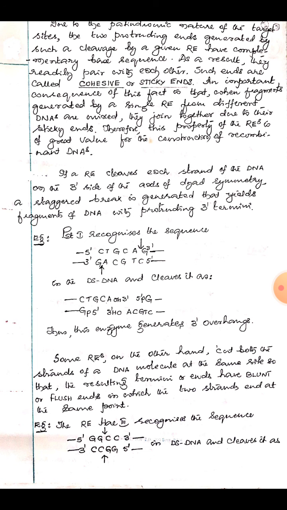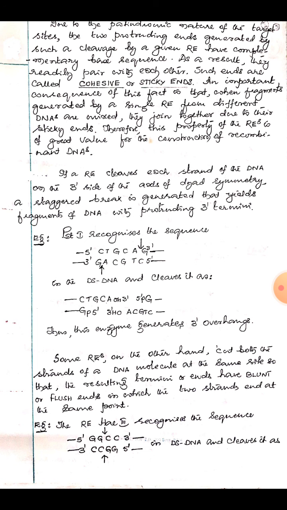You can make out complementary base pairs, and whenever there are complementary base pairs, they readily pair with each other. They can always form hydrogen bonds. Again, they can join. That's exactly what I meant. Such ends are called cohesive ends or sticky ends. Cohesive ends are sticky ends.